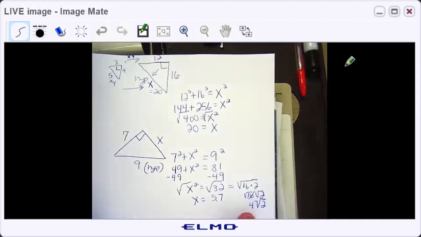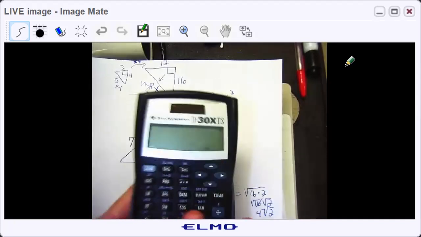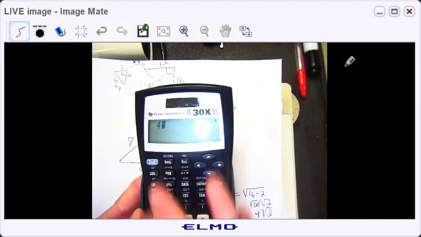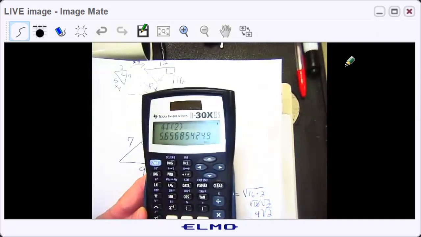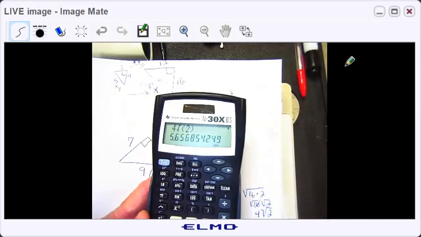Now, if it is a calculator part of the test, then all you have to do is just punch this in the calculator. I'll show you what that would look like. I can get my calculator back up here. 4 square root of 2. And you can see that there's the same answer that I just got a minute ago, 5.7.